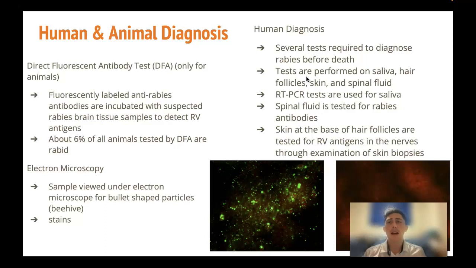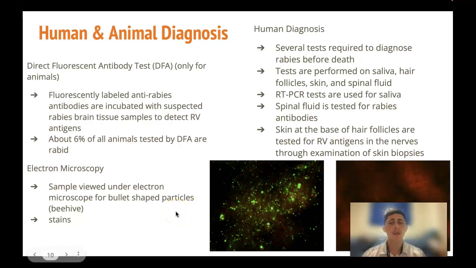So for animals, you typically see a DFA test, a direct fluorescent antibody test, and this essentially just takes a brain sample tissue from the animal who has usually passed away already from rabies, and they incubate that brain sample with anti-rabies antibodies, and those antibodies are fluorescently labeled, and they will detect rabies antigens within that sample. So as you can see in the bottom right here, that fluorescent green is a positive rabies test under DFA, whereas this red here is a negative test.